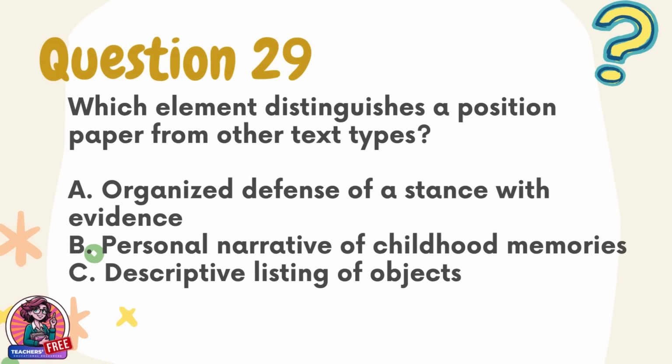Question 29. Which element distinguishes a position paper from other text types? A. Organized defense of a stance with evidence. B. Personal narrative of childhood memories. C. Descriptive listing of objects.